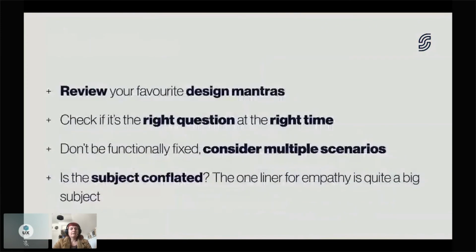So in summary, this is my advice. Review your favorite design mantras. Check if it's the right question at the right time. That's the example that I used about, is this the right experience? The second one, don't be functionally fixed. Consider multiple scenarios. Don't design for delightful experiences. Is the subject conflated? Is it a very big subject that gets condensed into one line?